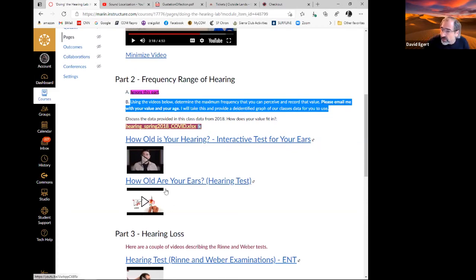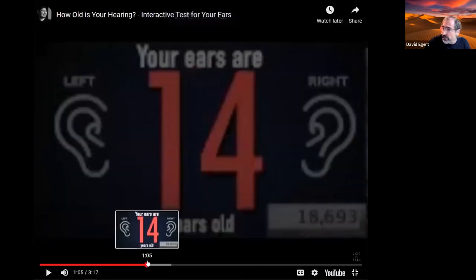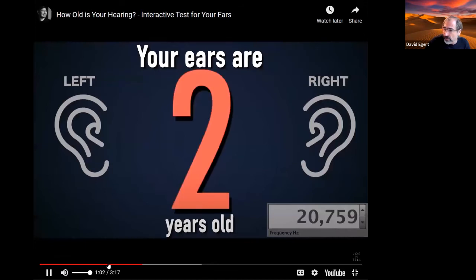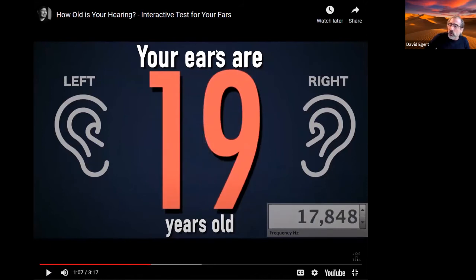We won't do this over Zoom because it's probably going to degrade the sound quality. But today we're going to try to find out the frequency. So don't worry about the years old, that's kind of stupid. What you want to worry about is the frequency in hertz. We're in a science class here. So follow this and see what frequency it says when you start hearing something.